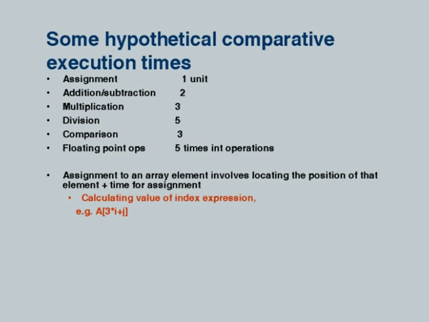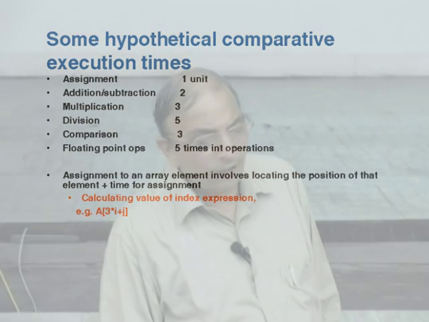This is some hypothetical comparative execution times. For example, if you are conducting an assignment, A equal to 5 or A equal to 7, we assume that it takes 1 unit of time, whatever that may be in microseconds. If I'm calculating an addition or subtraction, typically it might take 2 units of time. So please note that if I say A is equal to B plus C, to execute this instruction, there are 2 operations happening. B plus C is an addition, which will take 2 units of time. Once the value is calculated, putting it in A will take 1 unit of time. A total of 3 units of time would be required.